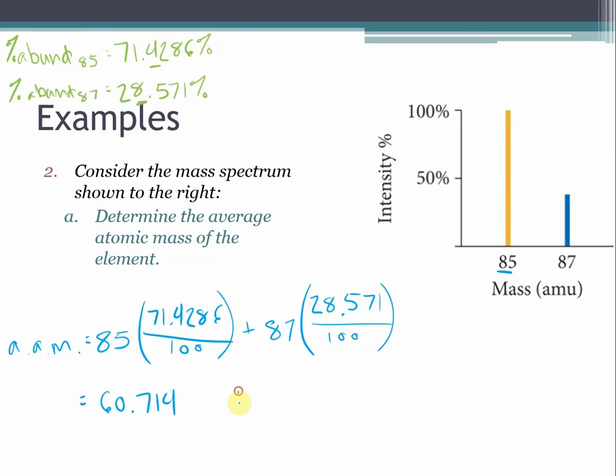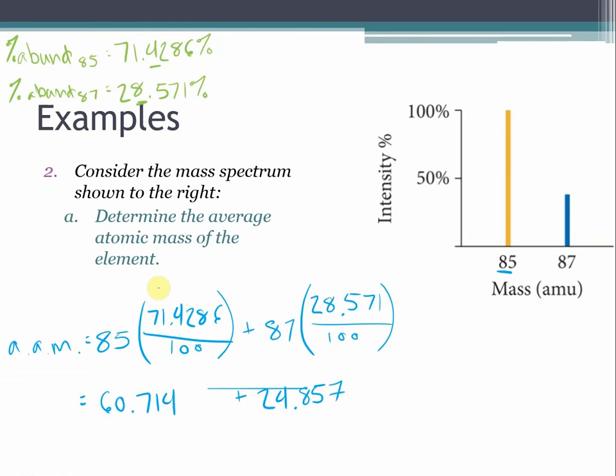And your second set of math, 87 times 28.571 divided by 100, should give you 24.7. Once again, these are not our final answer, so we are not going to actually round them, but we do need to consider where we would round them to.